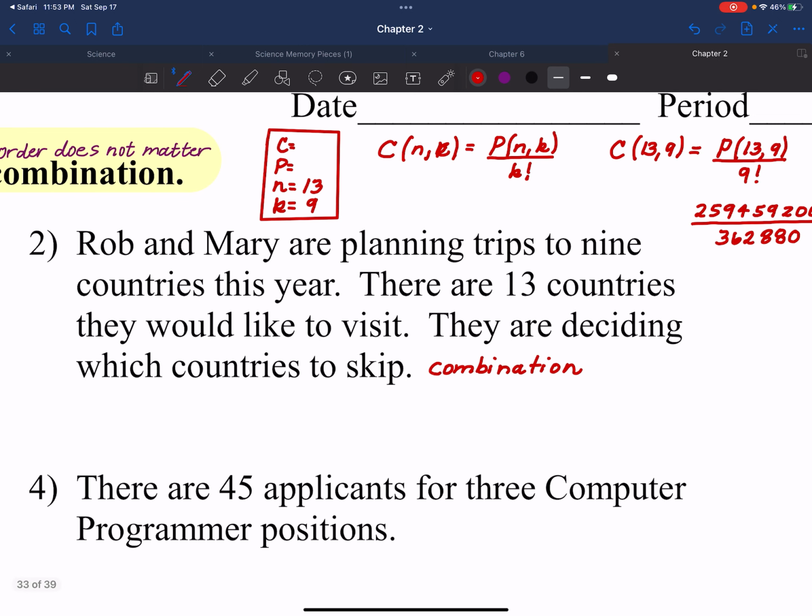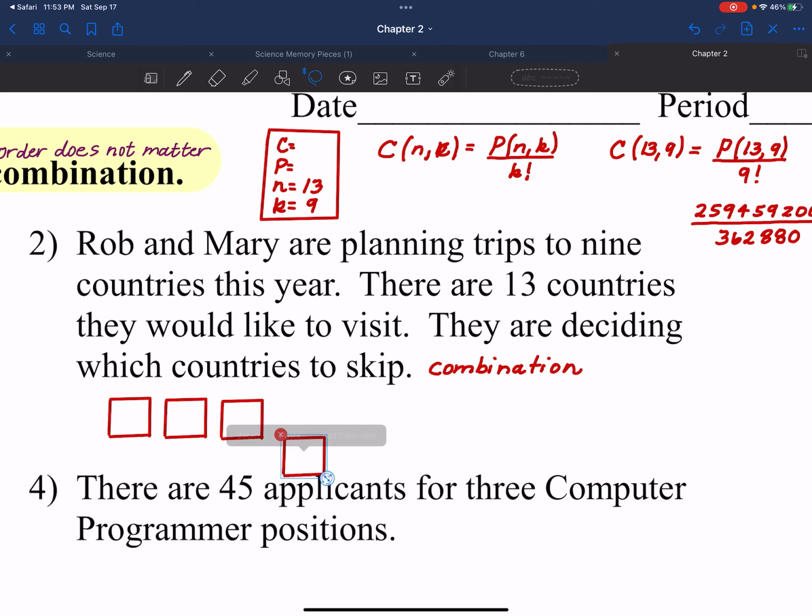Would you like to know how to do this on the calculator? Yes, you would, because that will save you from having to go through all that junk up there. So let me make the buttons. I believe it takes 6 on this one, but I could be wrong.